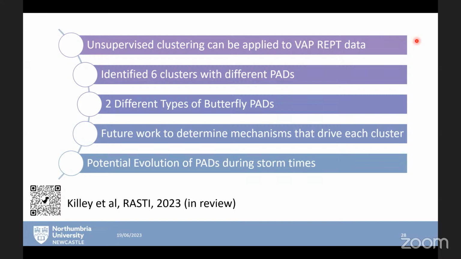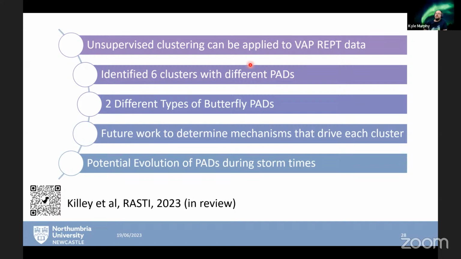Future work will be to try and determine any other mechanisms that drive each cluster, and to try and evidence this potential evolution of pitch angle distributions, particularly during storm times. And again, if you are interested in reading the paper, the QR code is here. Thank you very much.